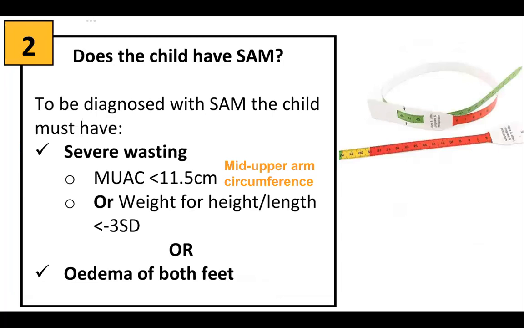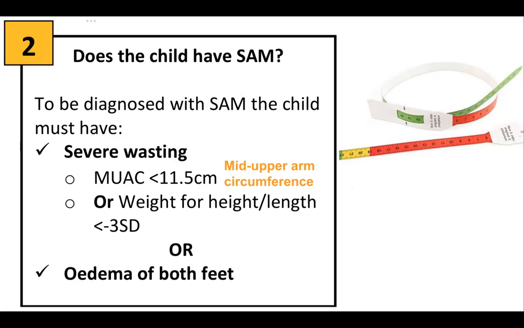So how do we screen for malnutrition? To be diagnosed with SAM, the child must have severe wasting. The first thing is the mid upper arm circumference less than 11.5 centimeter, or weight for height, weight for length less than -3 standard deviation. And the other type is kwashiorkor with edema of both feet.